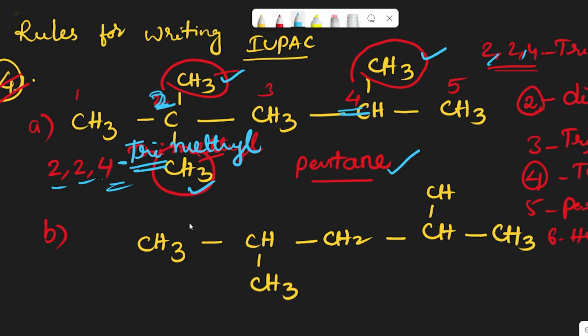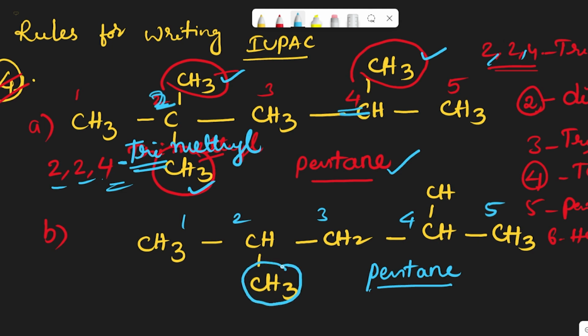So this is also containing 1, 2, 3, 4, 5. So obviously it is also pentane, because there are no double bonds or triple bonds, all are alkanes only. So that is why pentane. And it is also containing some functional groups, some substituents. This is CH3. At the second position and at the fourth position, 2 methyl groups are there.